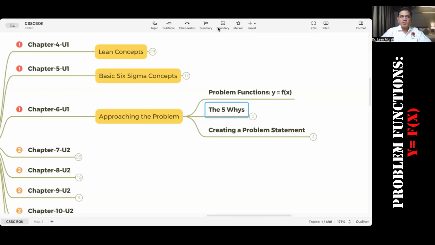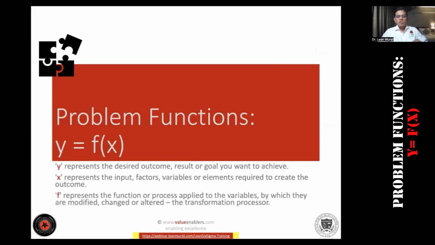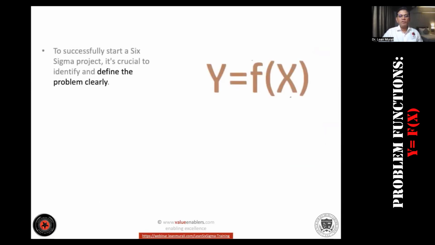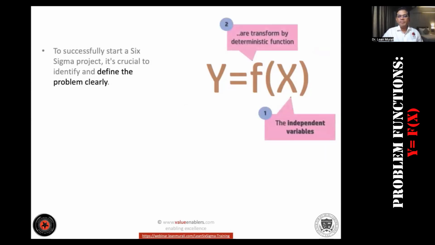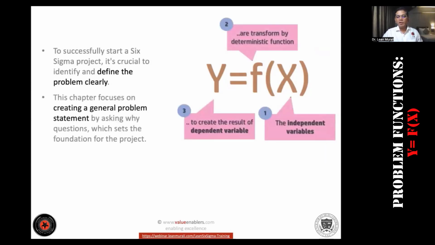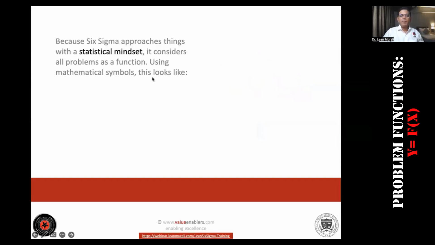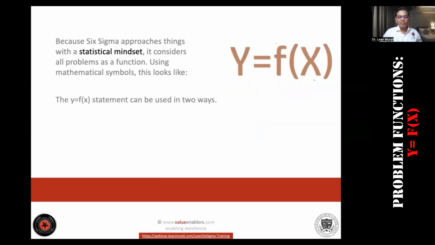Okay, some other examples. What do you see on the screen? So problem is a function, y is equal to f of x. Y is outcome, result, goal; x is input factors. Define the problem clearly. These are the dependent variable, independent variable, and creating the general problem statements. So Six Sigma approaches, that's why I asked you to type statistical mindset, y is equal to f of x.